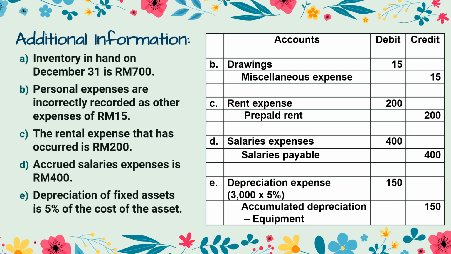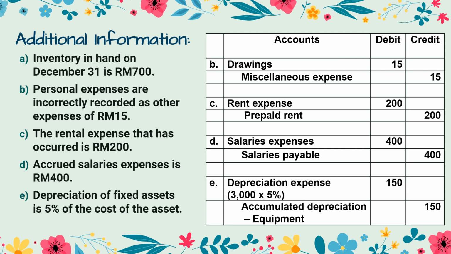For example, the adjusting entries are made based on the unadjusted trial balance and additional information. For additional information A, no adjusting entries need to be made because it is inventory. For additional information B, it is correcting entries. That is, personal expenses are incorrectly recorded as other expenses of RM15. So, the correcting entries: debit drawings 15 and credit miscellaneous expenses 15.